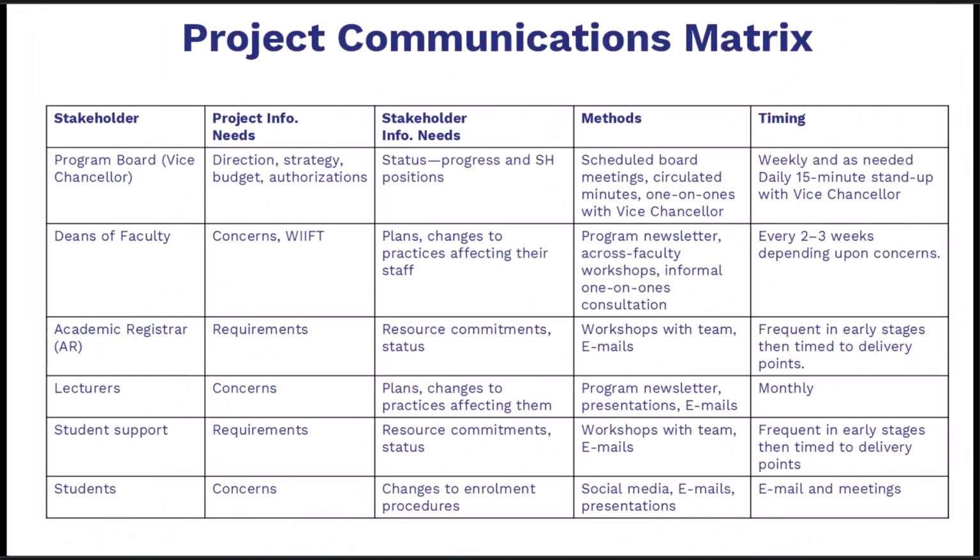Project Communications Matrix. This matrix links each stakeholder to what the project shares, what it needs from them, the method, and the timing. Leaders receive strategy, budgets, and authorizations and provide regular updates. Others engage through newsletters, workshops, one-to-one conversations, electronic mail, and meetings. Methods are chosen by purpose and constraints. Shared information motivates and improves team performance.